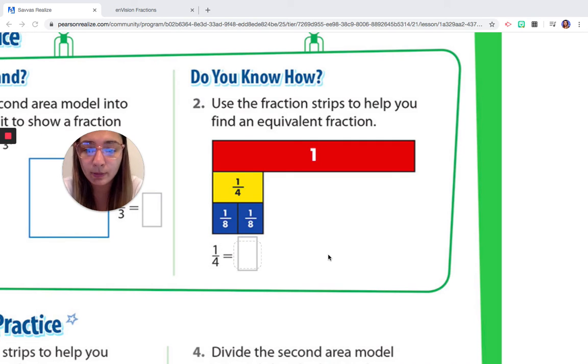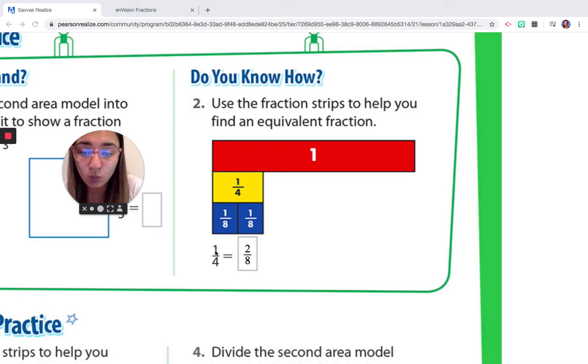All right, so here on number 2, it wants us to use the fraction strips to help us find an equivalent fraction. So it shows us here 1 whole, 1/4, and 1/8 and 1/8. We're just going to put these together. So 1/4 is equivalent to, how many eighths do you have here? I have 2 eighths. So I went ahead and wrote that for you. I have 2 eighths.